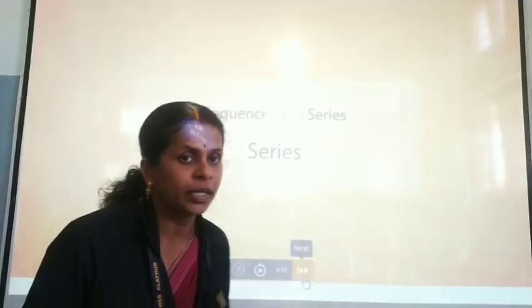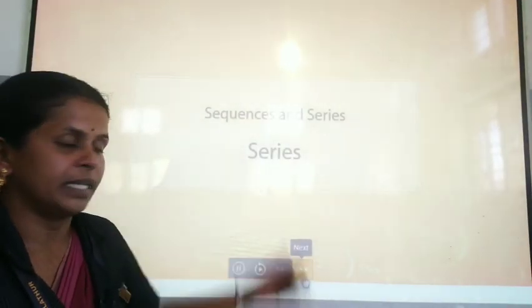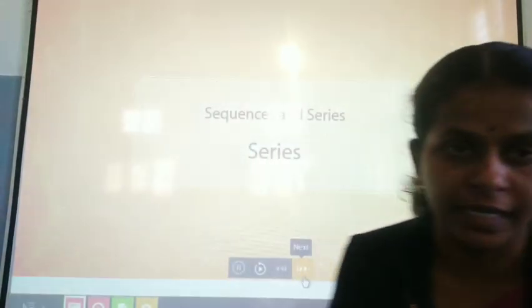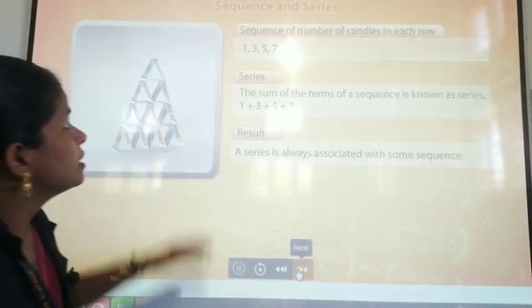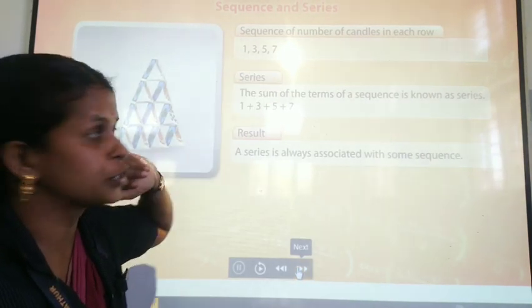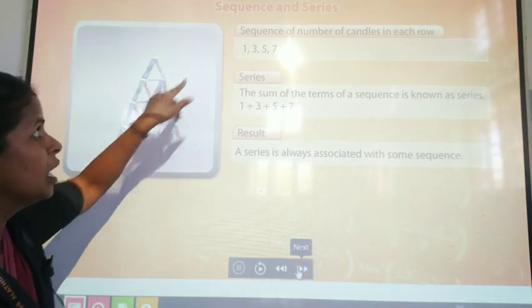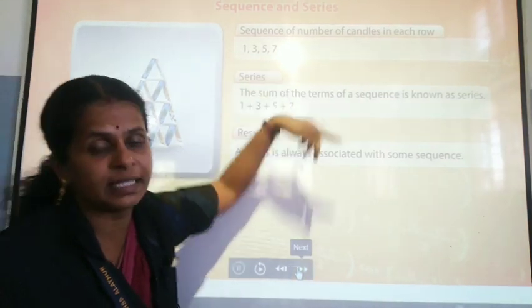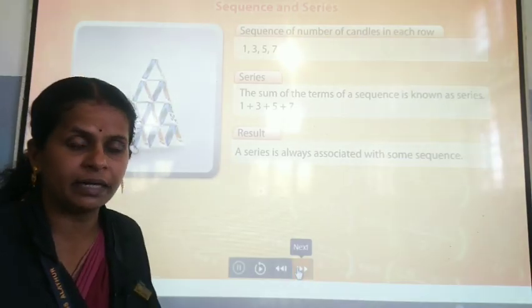Clear? Okay, next topic is series. First topic we have studied about the sequence. The next topic is sequence and series. നോക്കൂ, sequence of number of candles in each row. അല്ലെ, ഇവിടെ കുറേ ക്യാൻഡിൽസ് നമുക്ക് കാണിച്ചിട്ടുണ്ട്. അപ്പോൾ ഓരോ റോയിലുമുള്ള ക്യാൻഡിൽസിൻ്റെ എണ്ണം എത്രയാണ് പറയുന്നത്? 1, 3, 5, 7, etc. That is a sequence. അല്ലെ, 1, 3, 5, 7, etc.